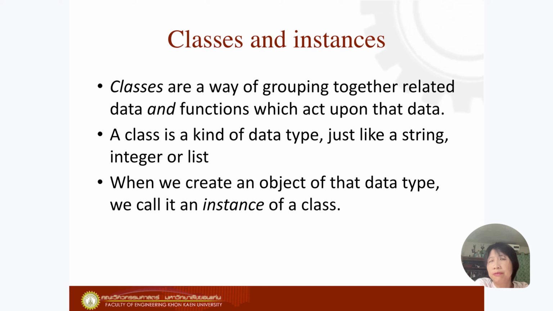So classes are a way of grouping together related data and functions which act upon the data, right? Class Car has data such as color and model, and maybe it has functions such as speed and brake, right? So a class is a kind of data type, just like a string, integer, or list. And when we create an object of that data type, we call it an instance of a class.